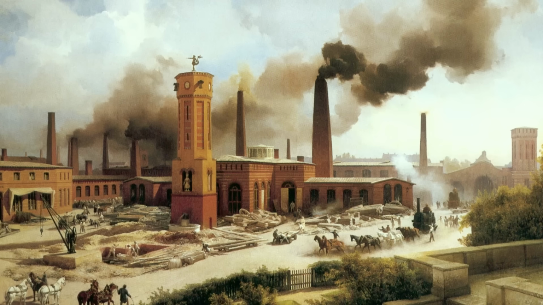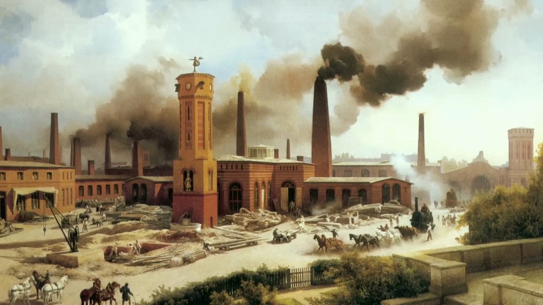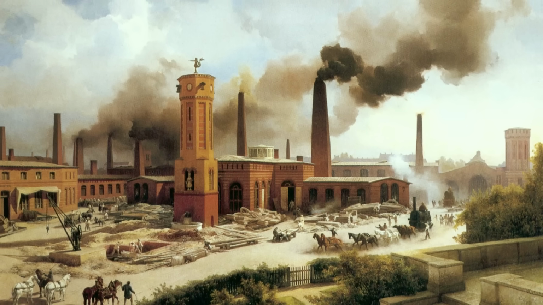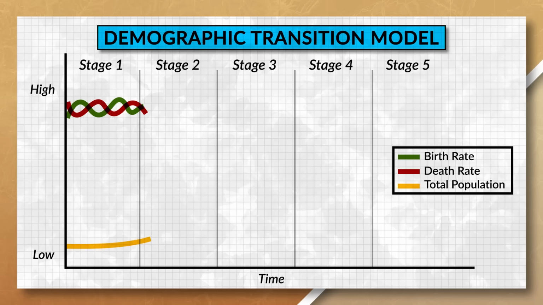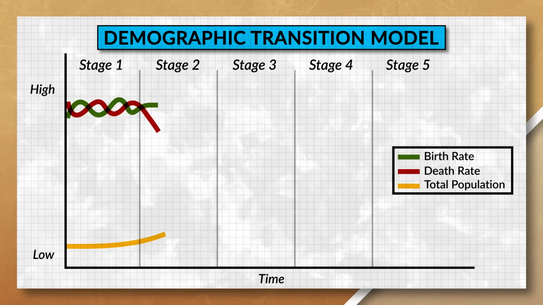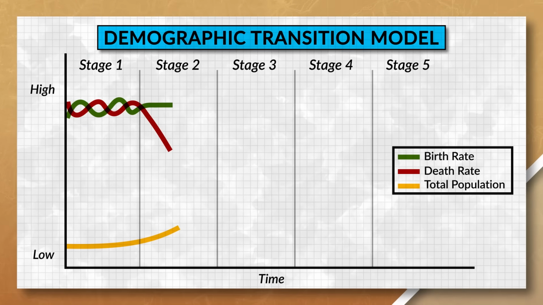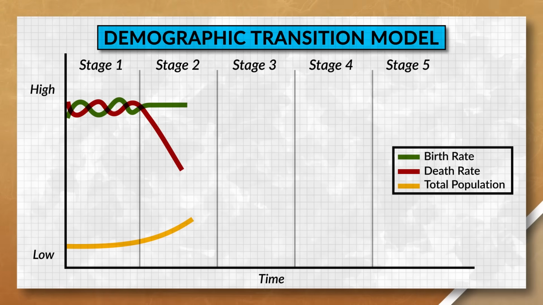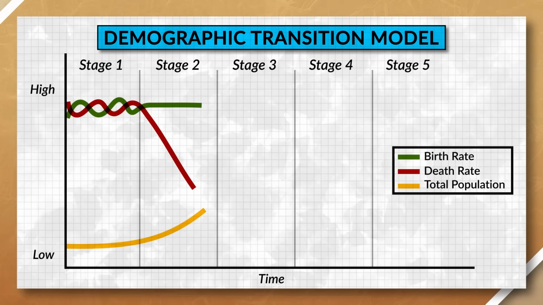Now, today there no longer are any countries in stage 1, as they've all moved further along the demographic transition model. After the Industrial Revolution, many countries began transitioning from stage 1 to stage 2 of the demographic transition model. Countries in stage 2 continue to have a high CBR. However, their CDR starts to decrease, resulting in a significant increase in their NIR, all of which causes a population boom.